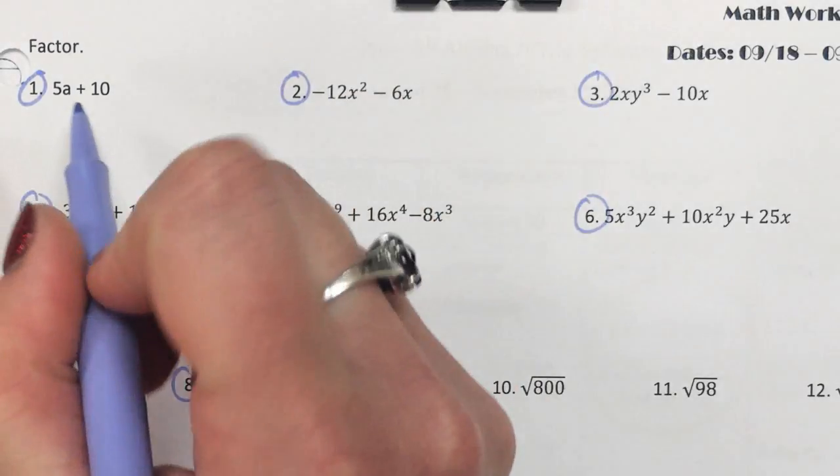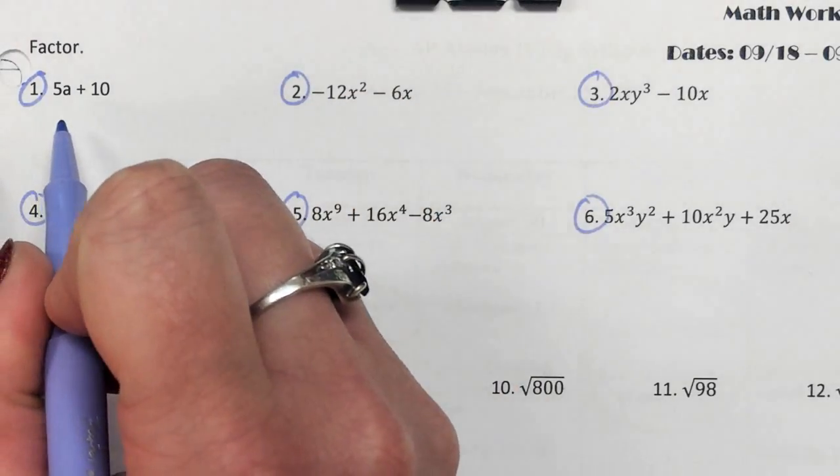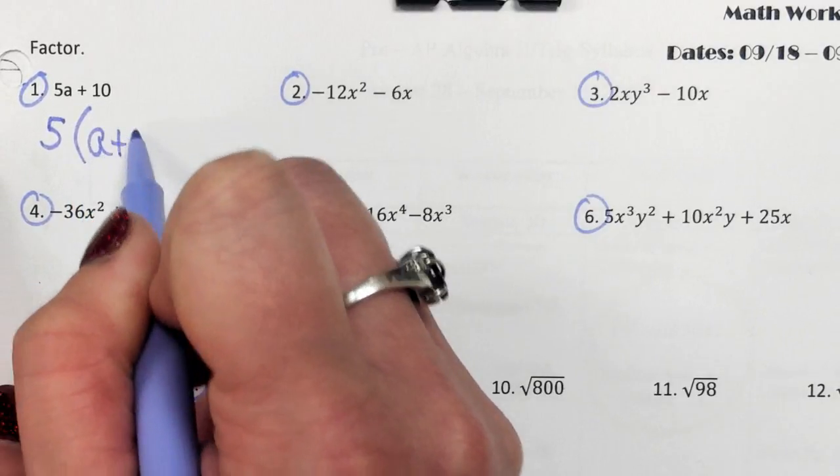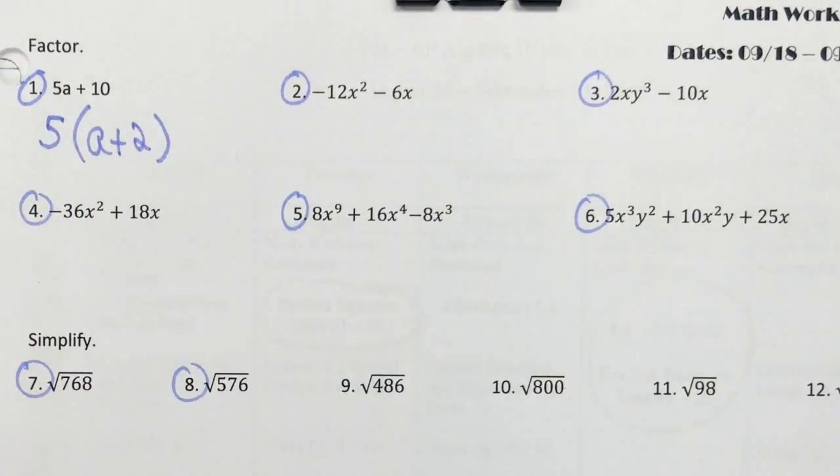Number 1? 5. Perfect. All right, if I were to distribute that, would I get the same thing back? Yeah. All right, what about number 2?